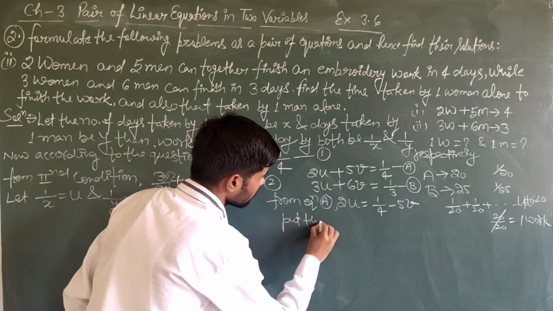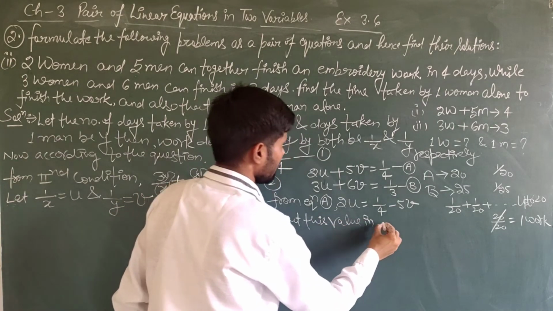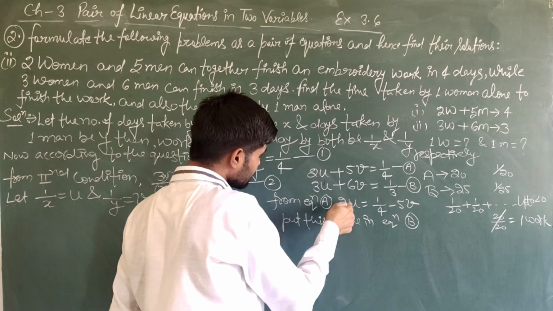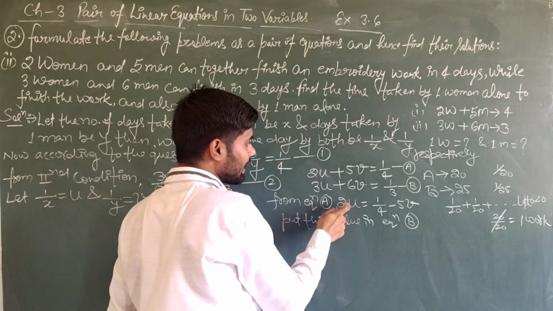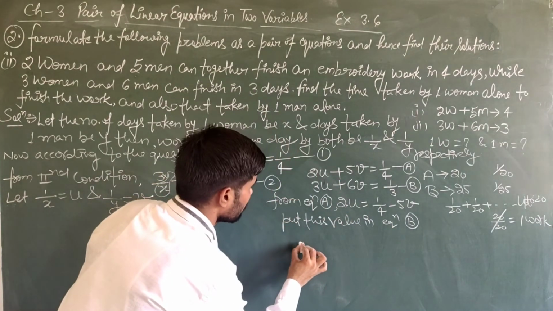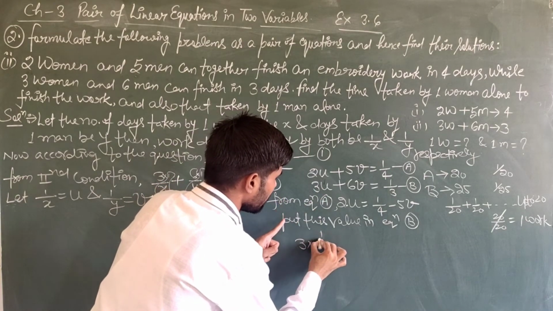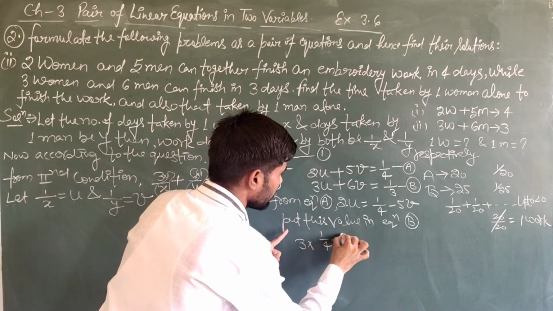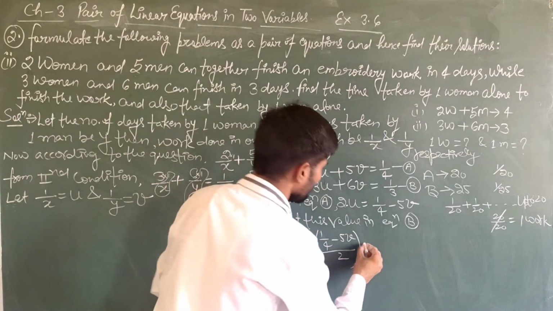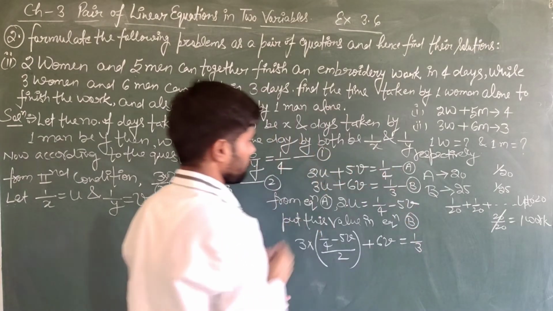Put this value in equation B. Okay, 2 is in the multiplication with u. We can take this 2 in the division. Now 3u. What is the value of u? 1 upon 4 minus 5v upon 2. This is the value of u. Plus 6v is equal to 1 upon 3.